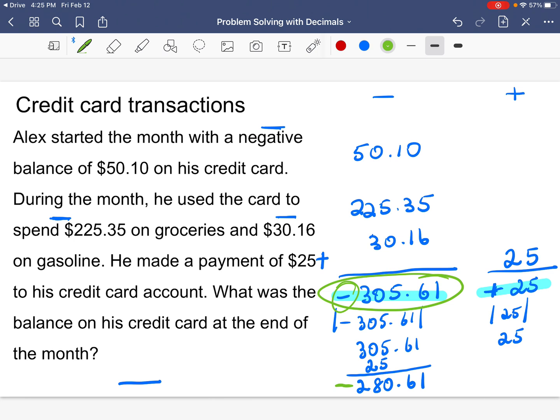So the balance on its credit card at the end of the month was a negative balance of, write your units, the dollars, $280.61.